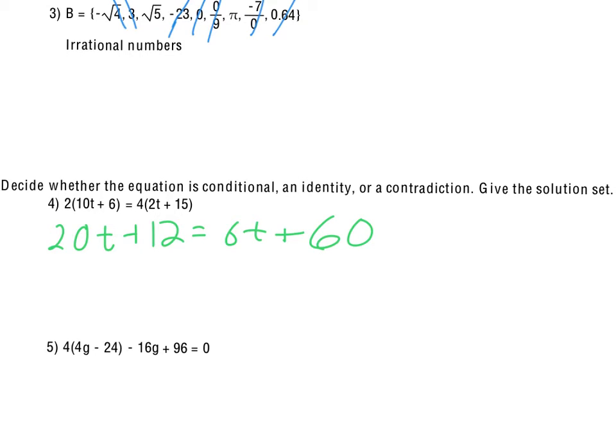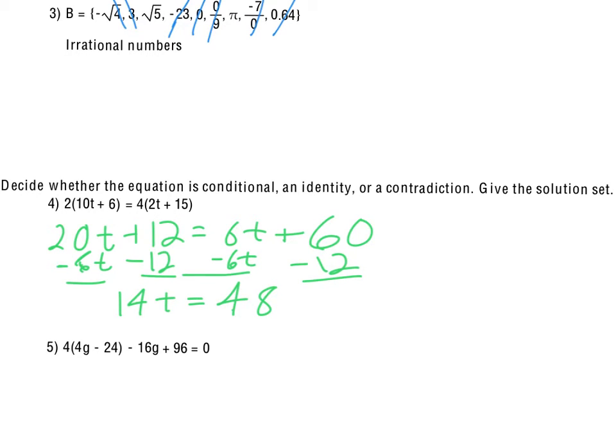In this case, it looks like it will be conditional because the t's will not cancel out. If I subtract the 6t from both sides, I would also subtract the 12 from both sides since I'm getting the t's on the left. So we end up with 14t equals 48. Which would be good, except I'm just noticing now that this would be 8t, not 6t. So let me fix that real quick. So 8t, so then we would have 12t. That's going to work out better.